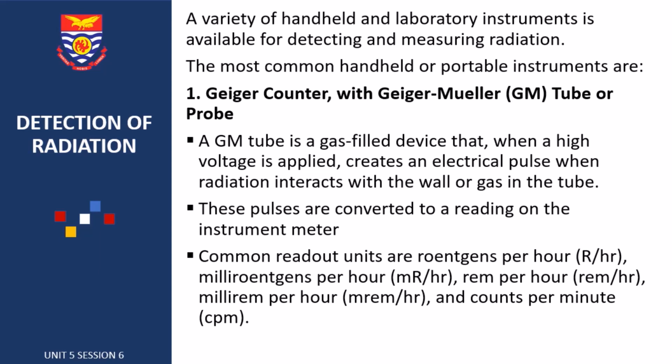So if the instrument has a speaker, the pulse also gives an audio click which can be heard. Some common units in which the radiations are measured are the Roentgen per hour, that's R per hour, the milliroentgens per hour, mR/hr, the rem per hour, the millirem per hour, and count per minute.